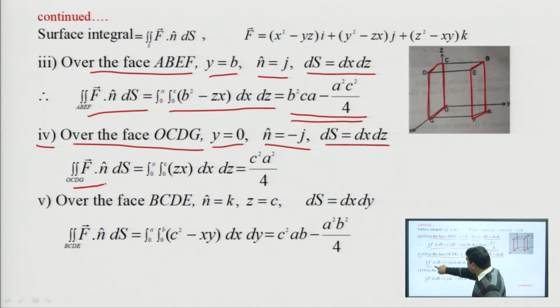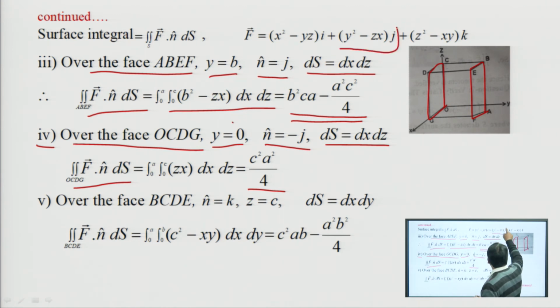So, in this case the value of this integral becomes c square a square by 4, because when we put y equal to 0 here we get the value from here only. So, we get the integral of zx dx dz. Again we can use the concept of evaluation of a double integral: if the functions are independent of each other and the limits of integration are constant, then we can express it as a multiplication of two integrals. So, its value becomes this.